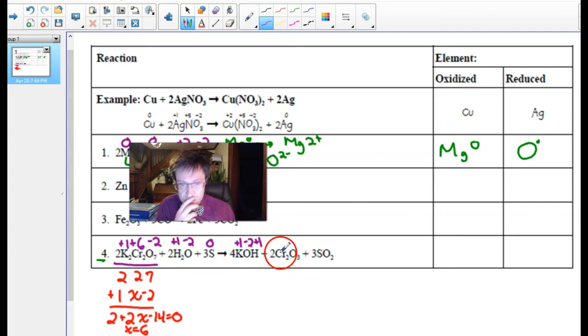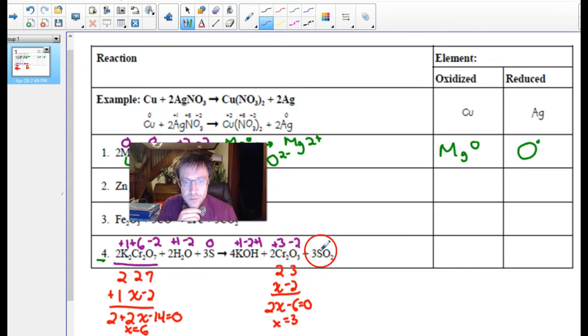Now let's come over here to chromium. I know that oxygen is always -2 unless it's an element or in a hydrogen peroxide. So we're going to have to do some more figuring here. We got 2 chromiums, 3 oxygens. Chromium is an X, oxygen's a -2. We get 2x minus 6 equals 0. X equals 3.